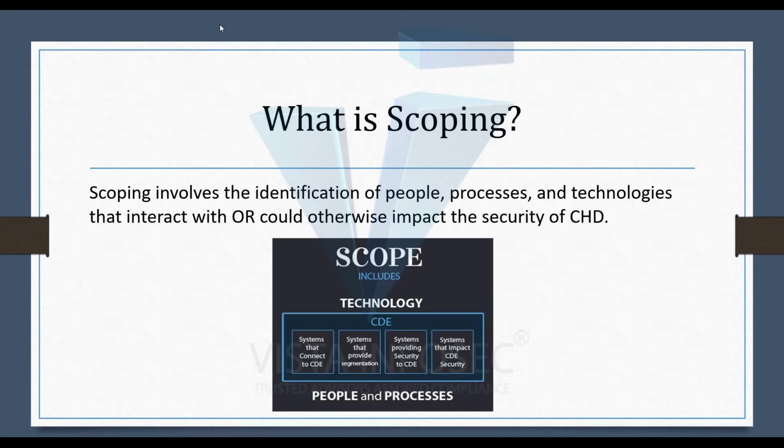So systems that connect to the CDE are in scope, systems that provide segmentation are in scope, systems that provide security to the card data environment are in scope, and systems that could impact the card data environment security are in scope. So it is not only systems that transmit, store, or process card data. This is a huge misconception. Please understand, all of these four categories are in scope, in addition to the systems that store, process, or transmit.